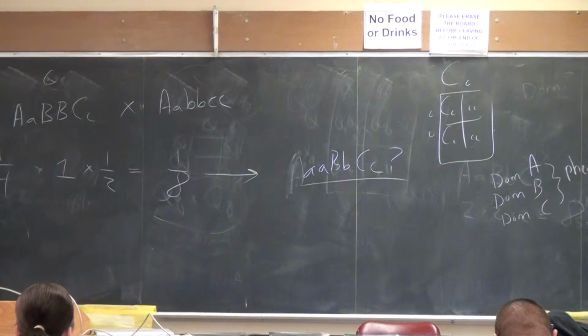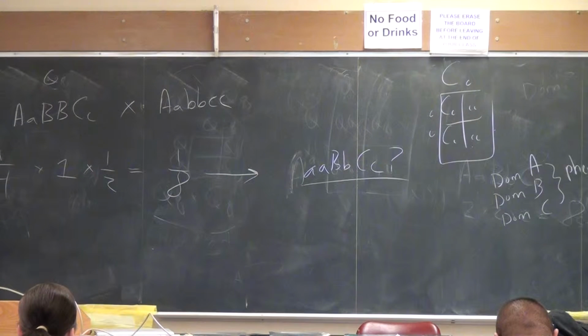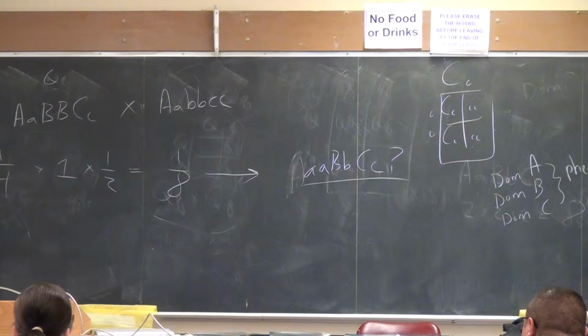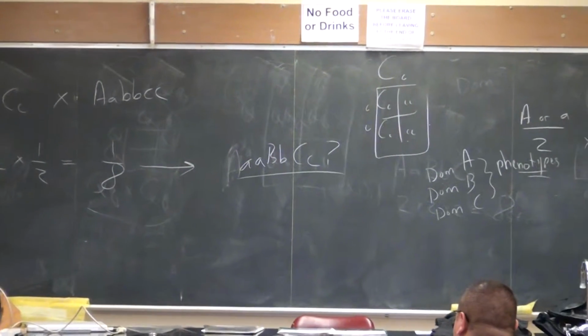Well, let's think about the A first. What's the chance that the offspring would have the dominant phenotype for A? 3 out of 4. There's the cross. So notice that the dominant phenotype will show up 3 out of 4 times in the offspring.